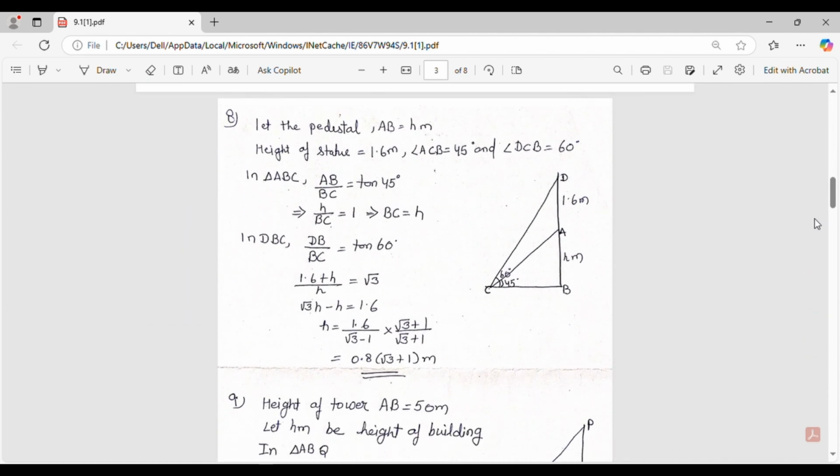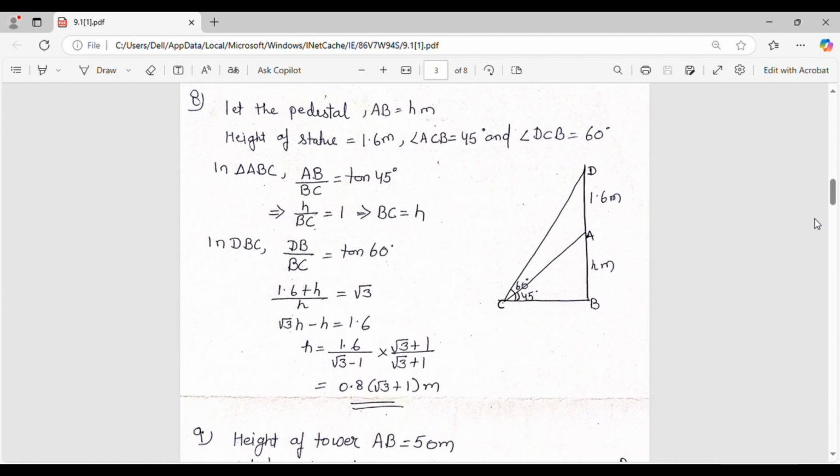So first we will represent the question in a diagram, and we have AB as the pedestal, AD is the statue. So let the height of pedestal AB be h meters, height of statue is 1.6 meter, and angle ACB is 45 degree and angle DCB is 60 degree.